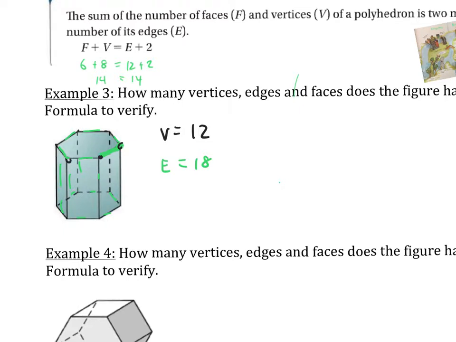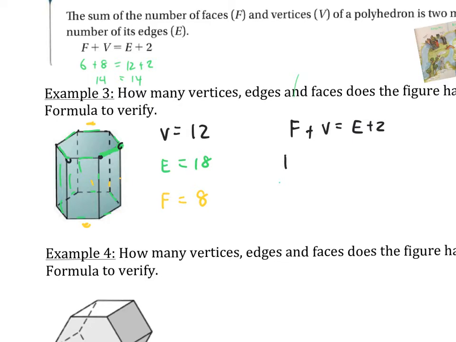And lastly, my faces, I have 1 on the bottom, 1 on the top, and then 6 going all the way around. So it looks like my faces, I have 8. So above, it says faces plus vertices is equal to edges plus 2.